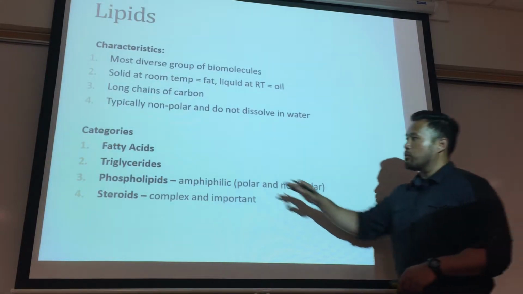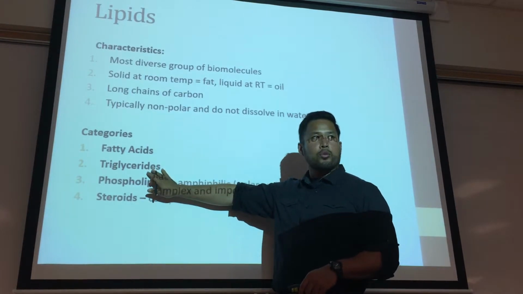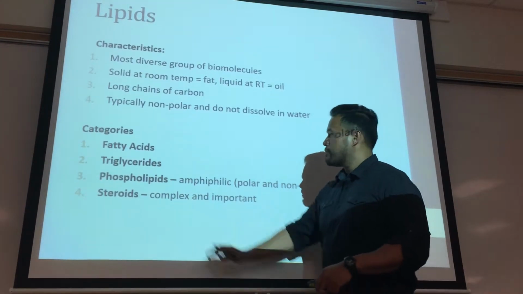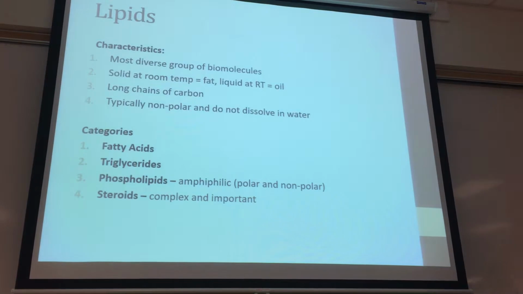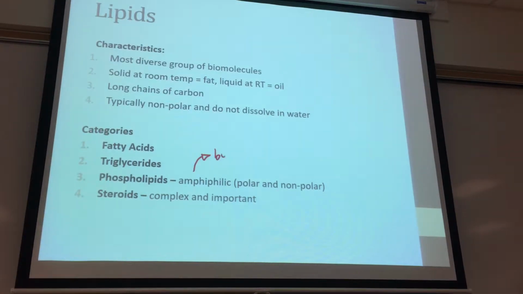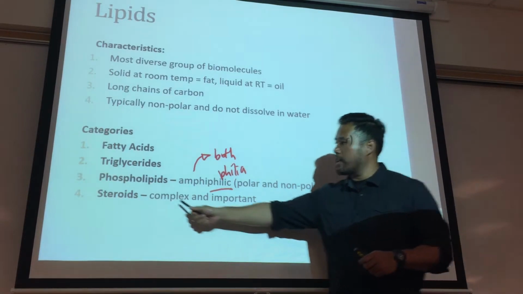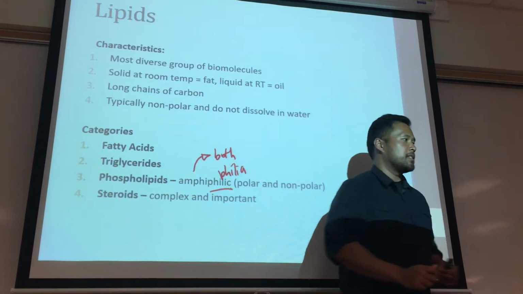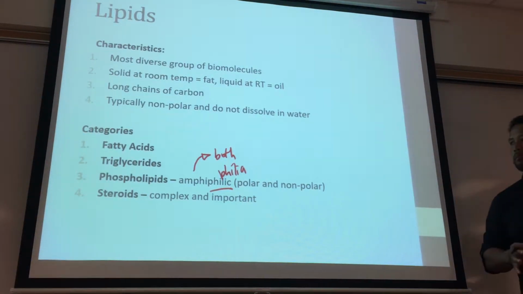The categories: fatty acids, which we'll talk about. These are typically our monomers that we'll be looking at. Triglycerides are our long-term storage of fat. Phospholipids are something I'll talk about; we have a slide on this. Phospholipids are amphiphilic, meaning they're both polar and nonpolar. They exhibit both properties. Amphi meaning like amphibian, both. And then philic, like philia, the love of. Steroids are another example. They are complex and important, because steroids, which we'll talk about, are very important in our endocrine lecture.